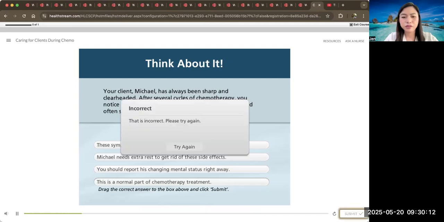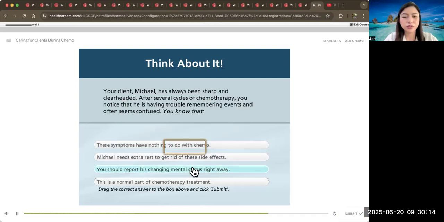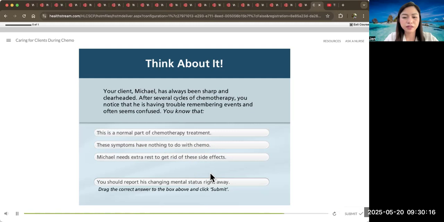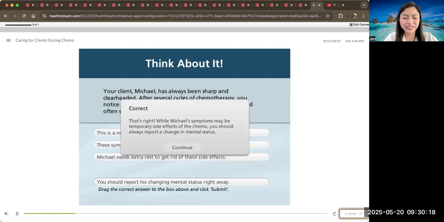So you should report changing mental status right away. While mild symptoms may be temporary side effects of chemo, you should always report a change in mental status. So just report, and report.